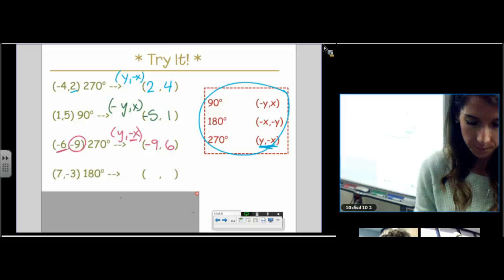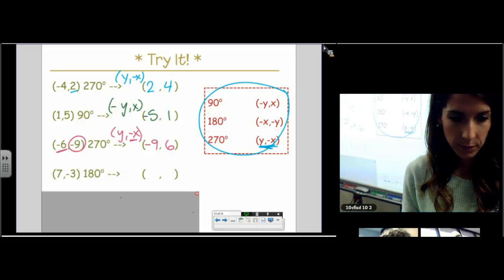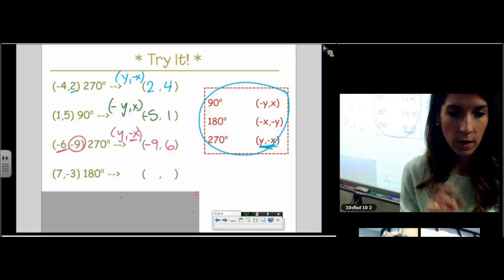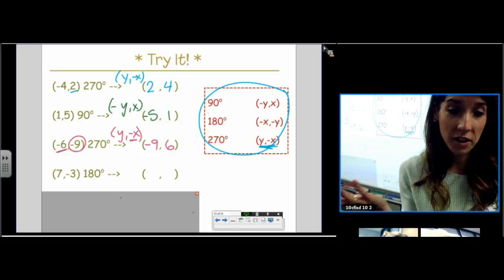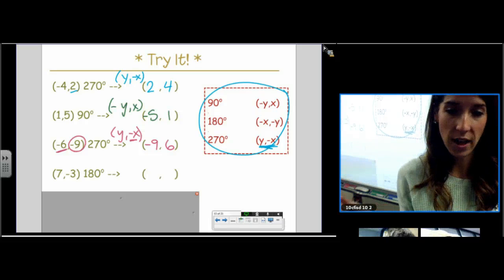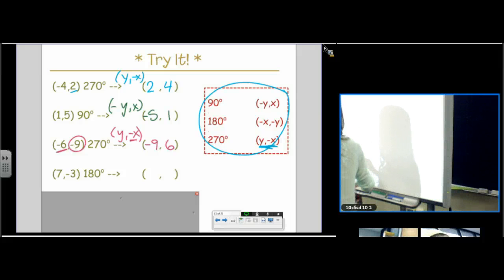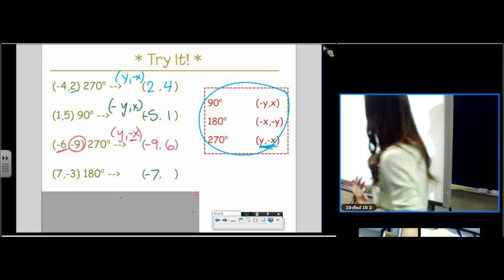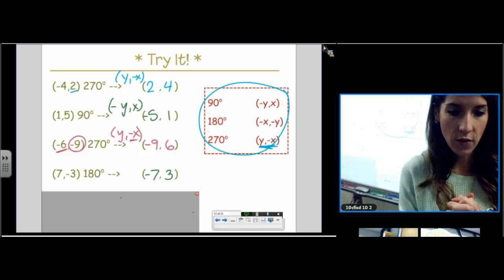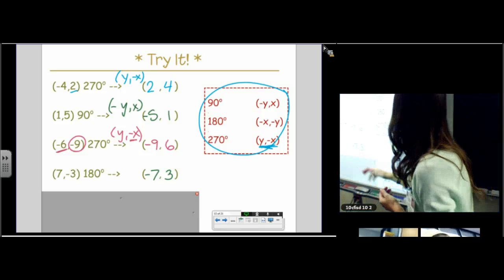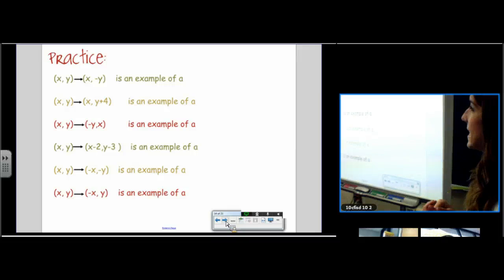Next one. Ganesh. Good. This is the easiest rule of them all. All you do is take both coordinates and change their sign. Negative x, negative y. So take x and make it negative, take y and make it negative, it becomes positive, and there we go, negative 7, 3. Good practice.